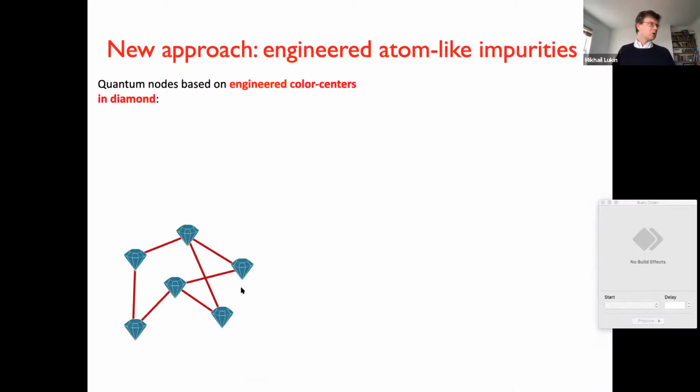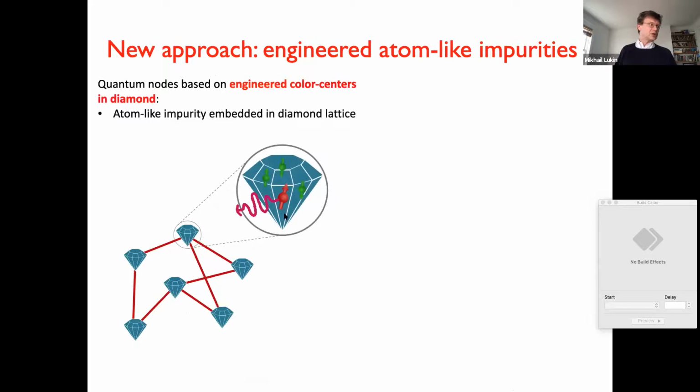Motivated by that, a few years ago we started looking for new color centers which would have specially engineered properties, with the idea that they really should be identical. So that if, for example, one of them emits a photon, the other one would be able to reabsorb the photon.